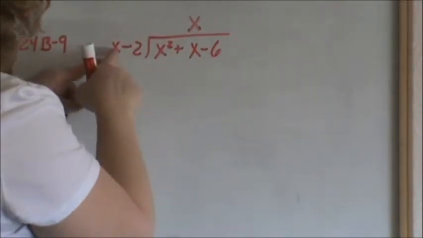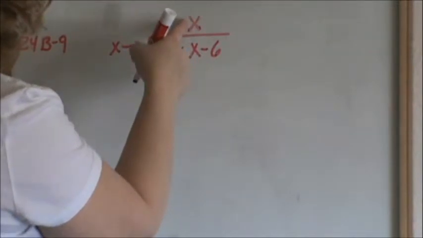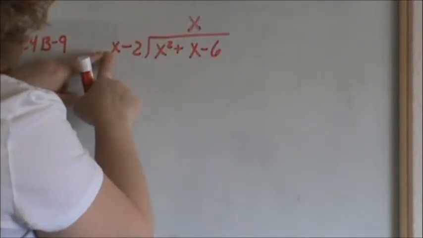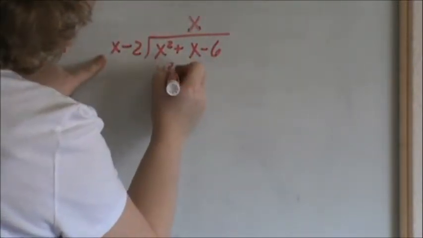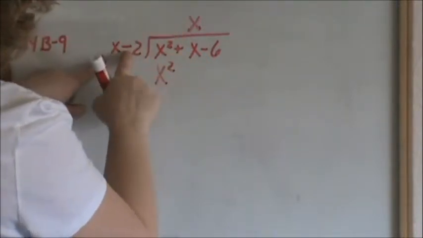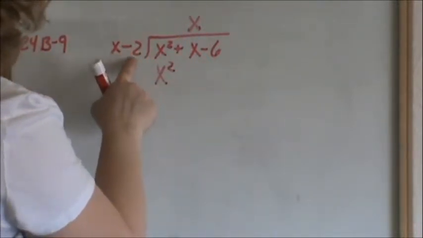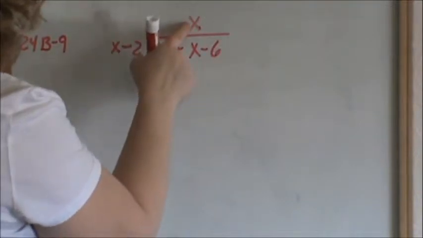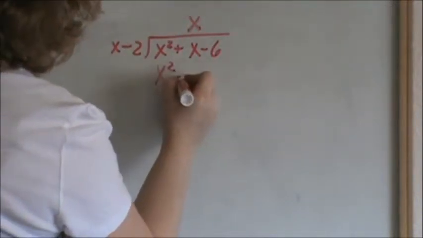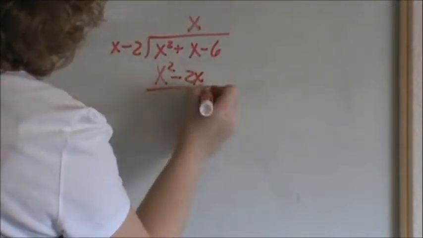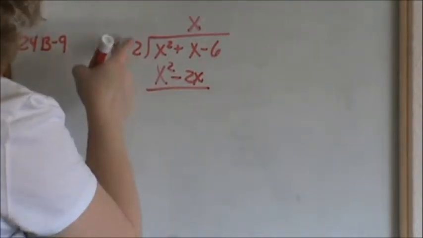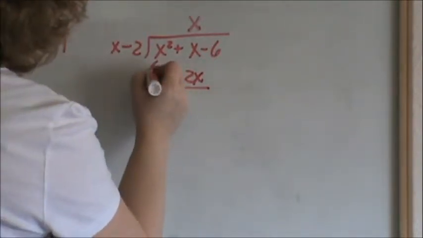So after you've divided, now you multiply. X times x gives you x squared. X times a negative 2. Remember, the sign in front of the number goes with the number. X times negative 2 gives you a negative 2x. Keep up with your signs. After we multiply, we now subtract.